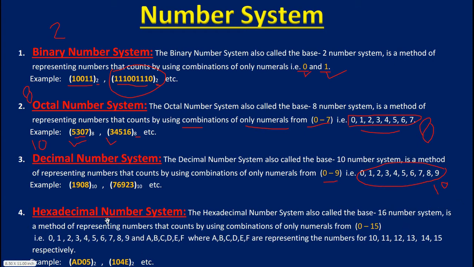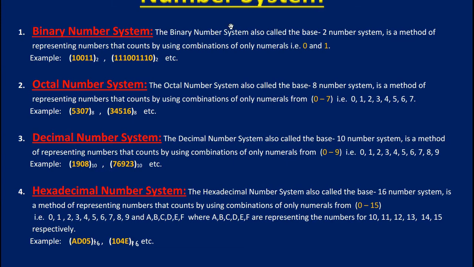If you take some examples, you can see here 1908. All these four digits are valid in the decimal number system, and you can see here the subscript value is 10. So this whole value shows that this is an example of the decimal number system.